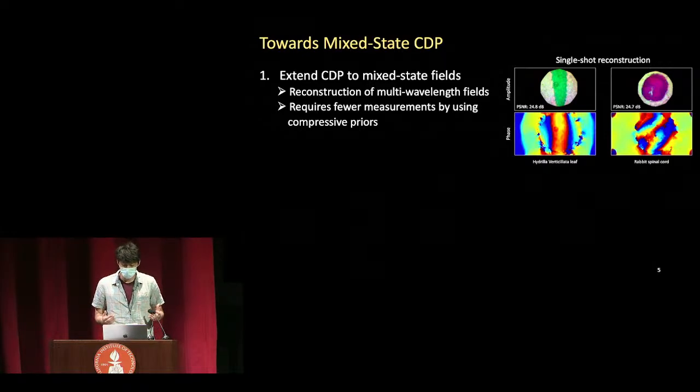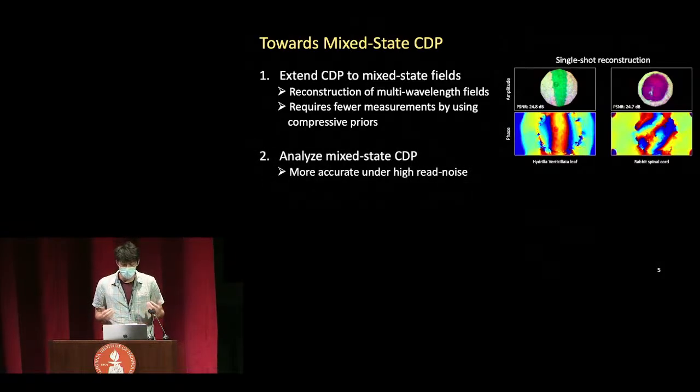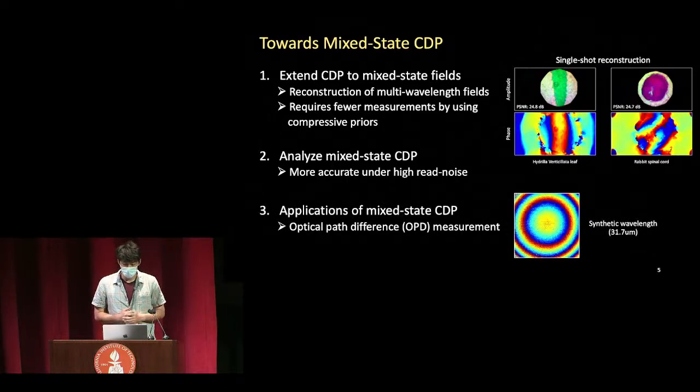And in this context, we can leverage compressive priors to perform reconstruction with fewer measurements than coherent techniques, even achieving color reconstruction from only a single image. We also analyze the behavior of our mixed-state CDP framework and show that it's more accurate than other methods under high amounts of read noise. And finally, we demonstrate the utility of mixed-state CDP by applying it to optical path difference measurement.